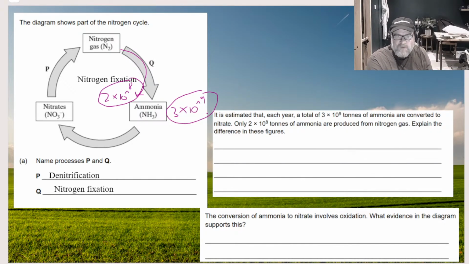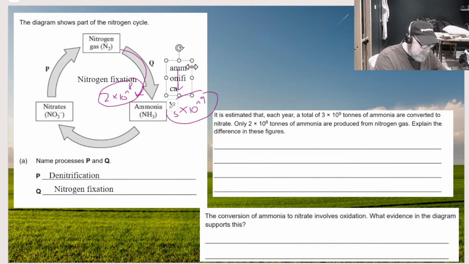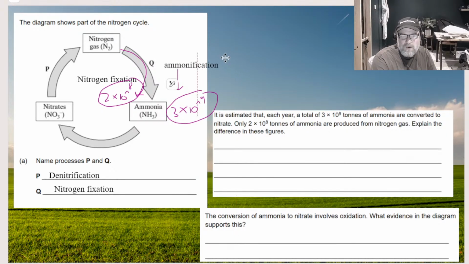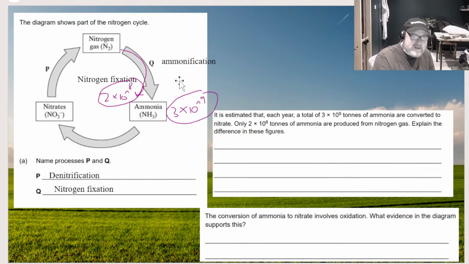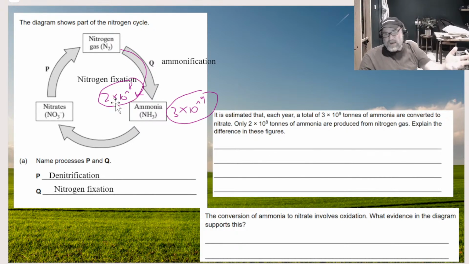Explain the difference in these figures. How can there be more ammonia than is made by nitrogen fixation? What was the other process we said that makes ammonia? The other process we just looked at that makes ammonia is ammonification. So we want to talk about ammonification, and that is involving death, decay. The rest of it, 3 times 10 to the 9 minus 2 times 10 to the 8, is made by ammonification.